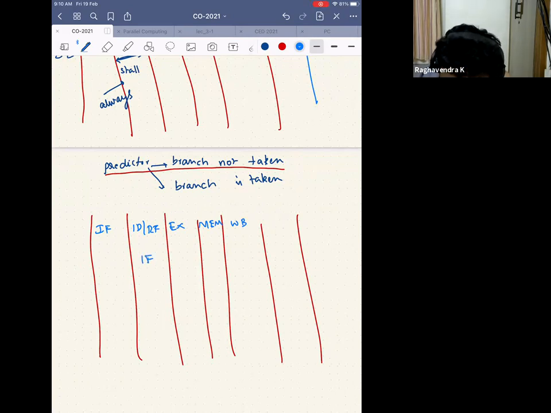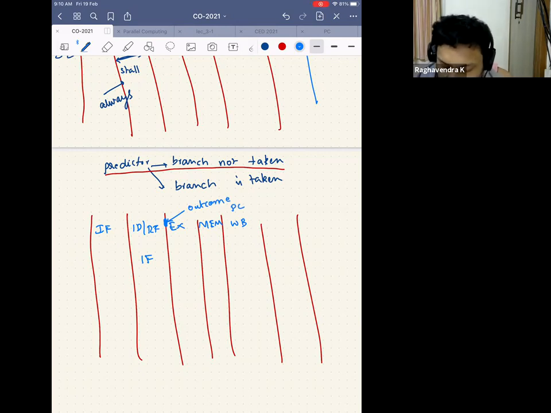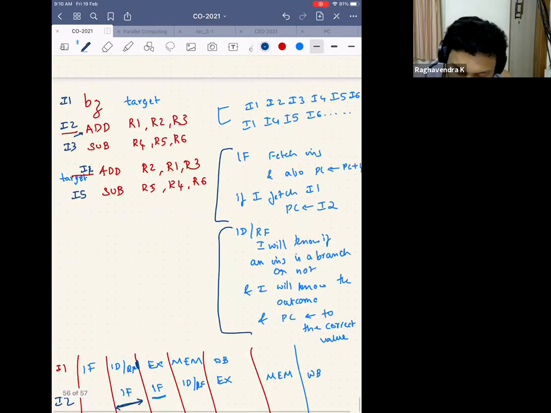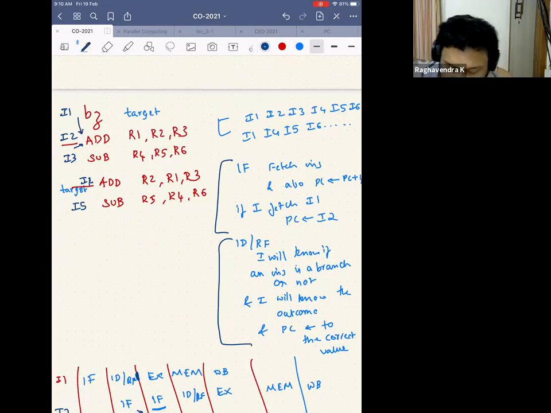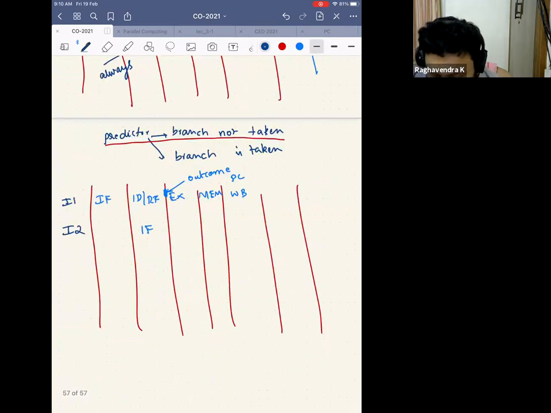Now at the end of this, I know whether it is a branch or not. I also know the outcome, and I also know the PC value here. What is the right PC value? And I have predicted the branch is not taken, which means that I have fetched instruction two. Since I have predicted it as not taken, I have fetched the next instruction. So I have fetched I2.